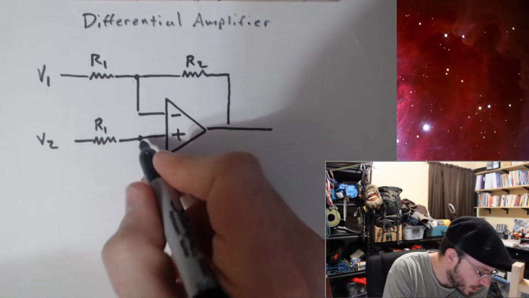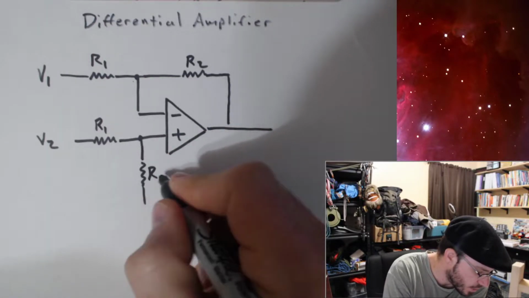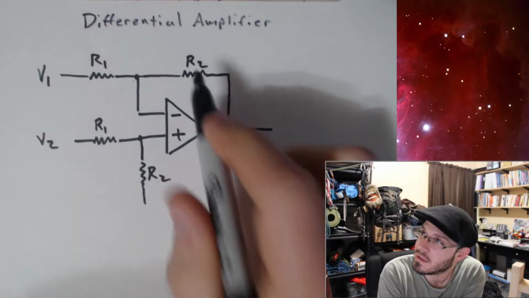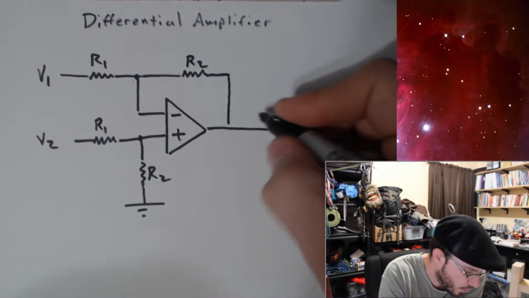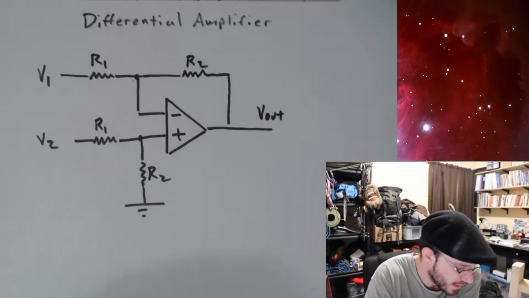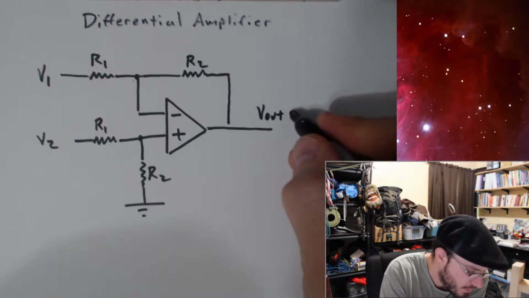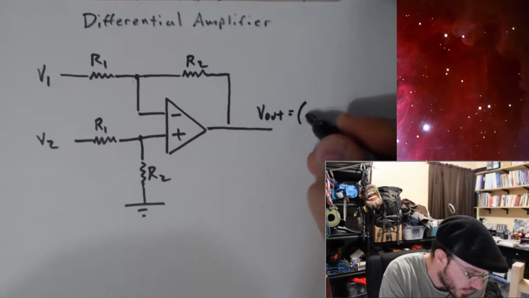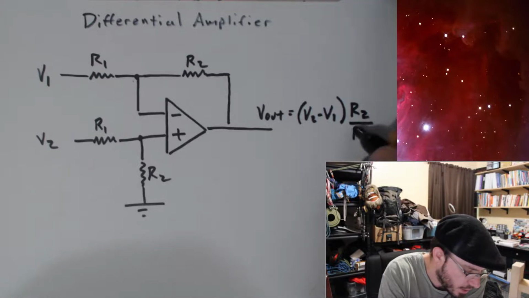And then from this point over here, we'll have another resistor, and this one's going to be R2. So this is going to be the same value as this R2 that's up there. And then this is tied to ground, and we have some V out that comes as the output or the result of this. Now, what's going to be the equation for this circuit? It's going to be V out is equal to V2 minus V1 times R2 divided by R1.